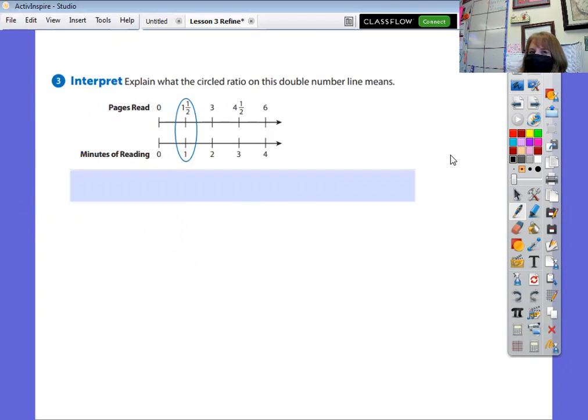Okay. Explain what the circled ratio on this double number line means. Well, let's talk about the double number line first. Pages read is the top stuff. The minutes of reading is the bottom stuff. So here's what this means. Oh, you know what? I'm going to stop there. What does it mean to you? You have 1 minute to compare your answer and pick one person that's going to share. Go.